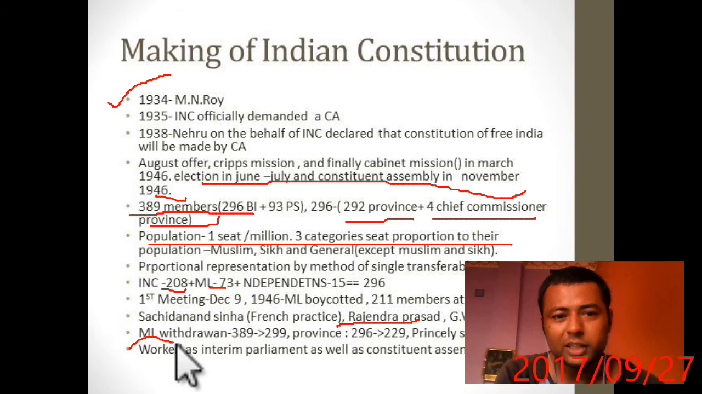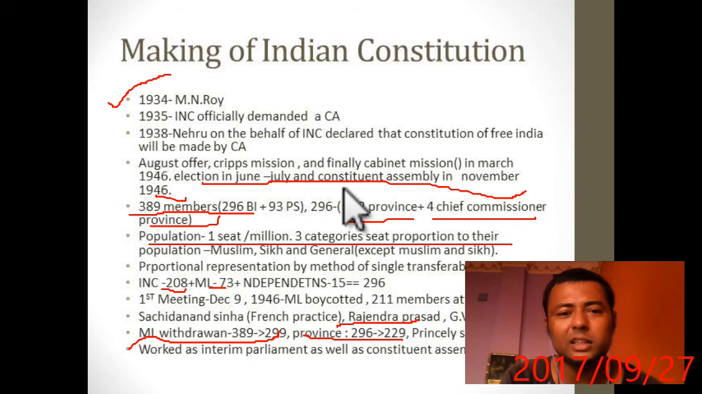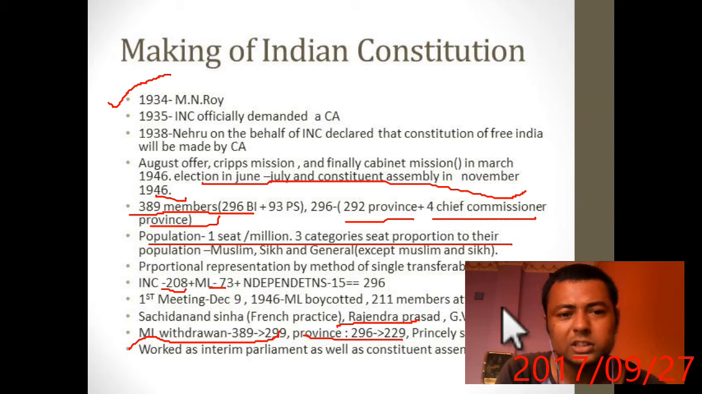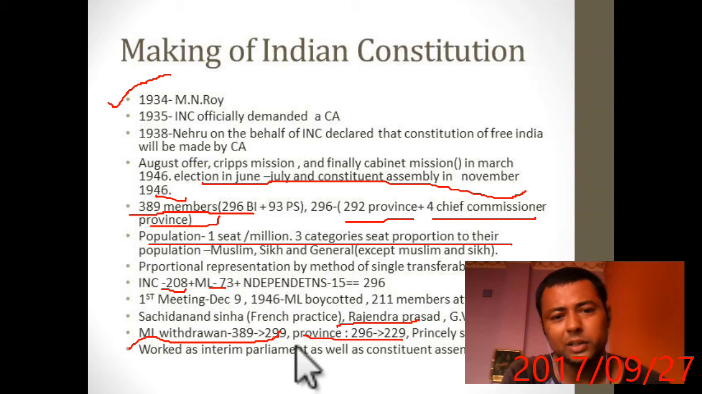Okay, what happened after withdrawing of Muslim League? The tally of 389 turned around 299, and the British provinces, which were earlier 296 seats, came around 229. Princely states, which were earlier 93 in number, turned around 70. So the Constituent Assembly worked as interim parliament as well as Constituent Assembly.